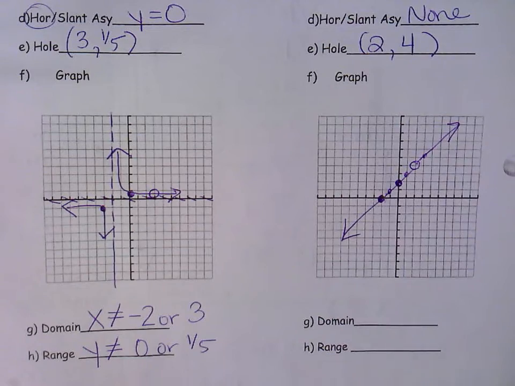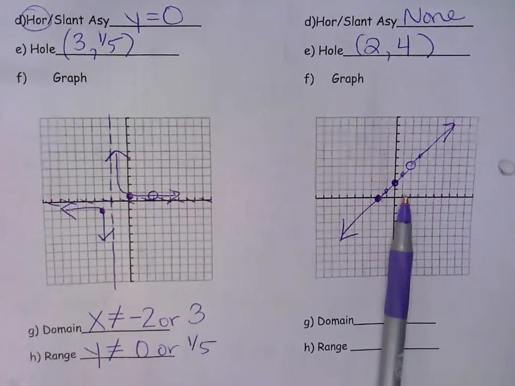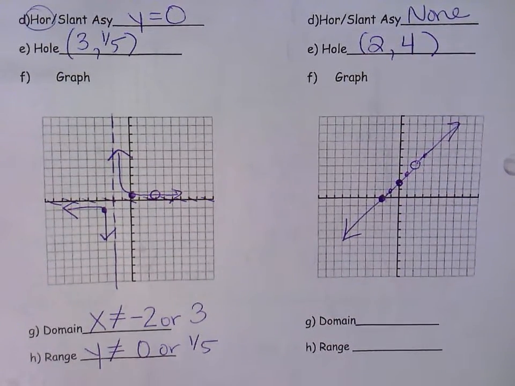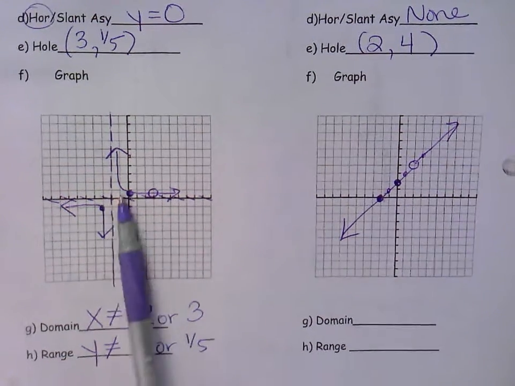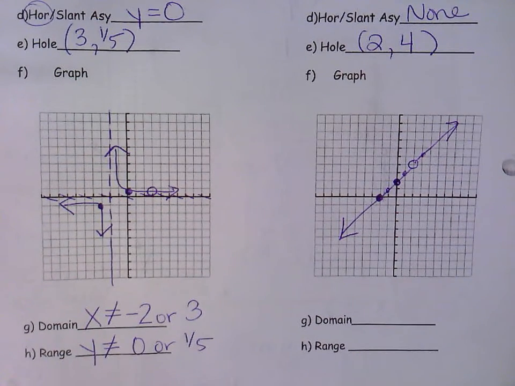So to me, this really isn't a rational function. It's a line that has a hole in it. Doesn't look like any of the other elbows that you've drawn. So if you cancel out your denominator, be on the lookout for maybe just a line to show up.